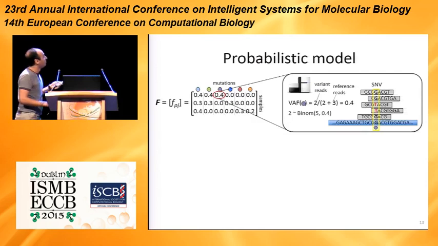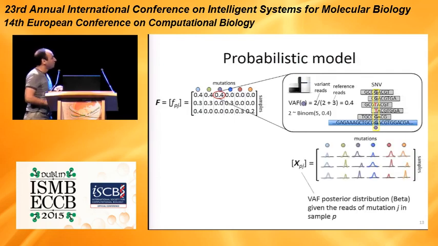So let me just go back to the input frequencies that we had. A variant allele frequency is defined by the number of variant reads divided by the total number of reads. And in our model, we look at the reads as draws from a binomial. More specifically, the number of variant reads is a binomial parameterized by the total number of reads and the true variant allele frequency.